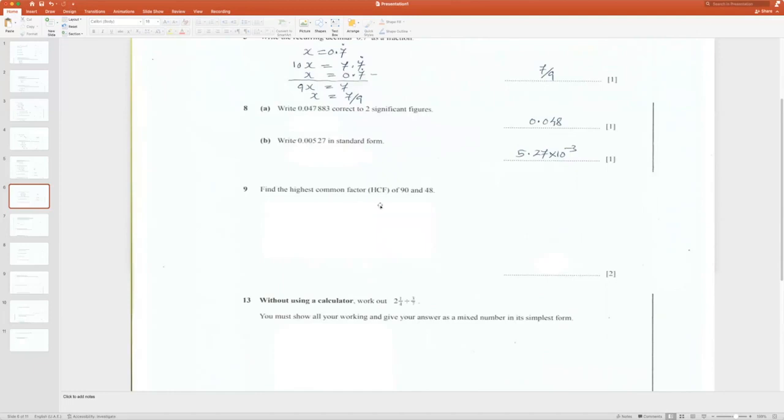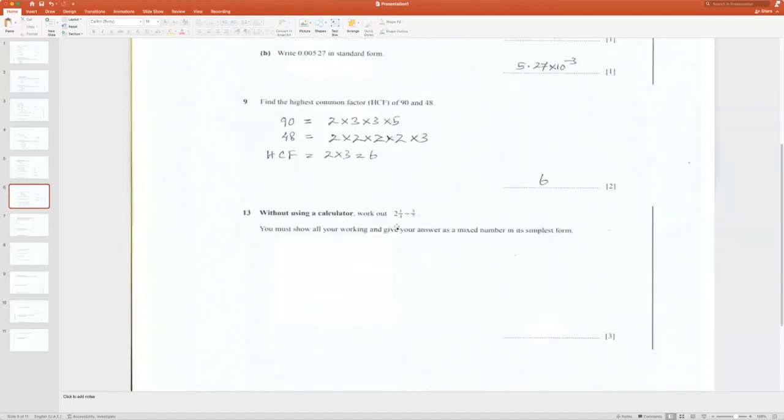Find the highest common factor, HCF, of 90 and 48. So for 90 and 48, we have to write the prime factors to get the answer. So 90 we can write as the prime factors 2 times 3 times 3 times 5. And 48 we can write like this. So 2 is common here, then the other common factor, 3. So 2 times 3 is 6. This is the highest common factor.